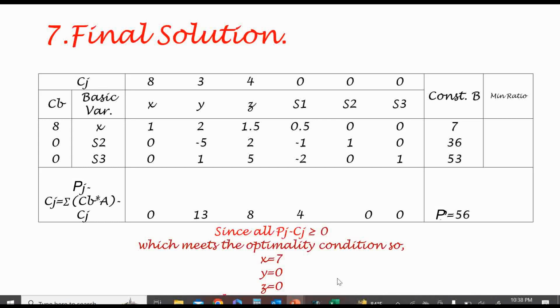I hope you understand the simplex method. I tried all my best to simplify this method so that you can absorb this for your understanding. Thank you.